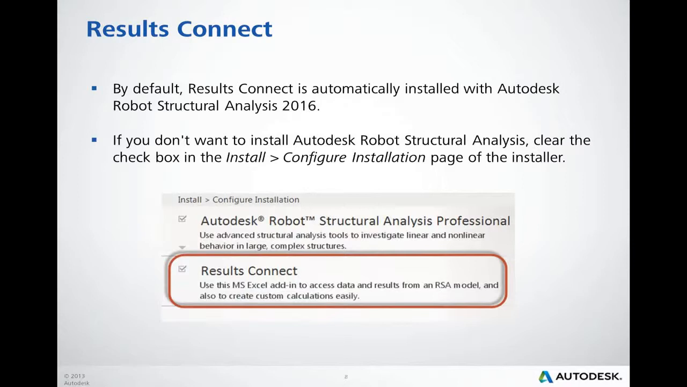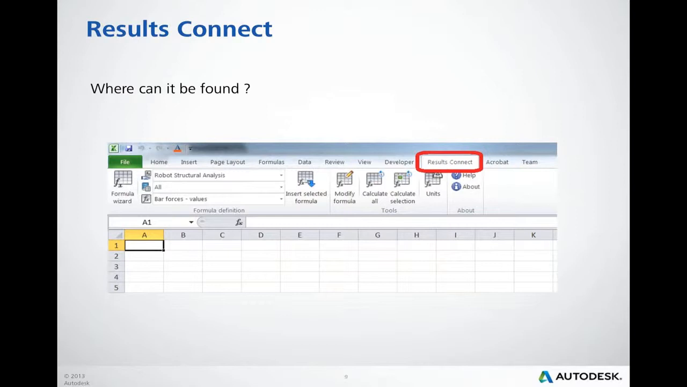Results Connect is automatically installed with Robot Structural Analysis 2016. It is available on an additional tab, Results Connect, added to the Excel ribbon by the Robot installation.